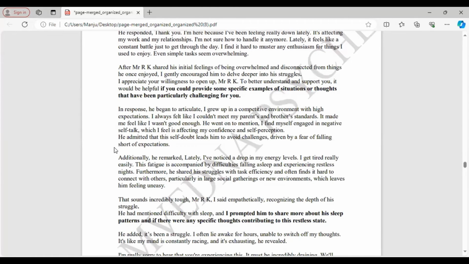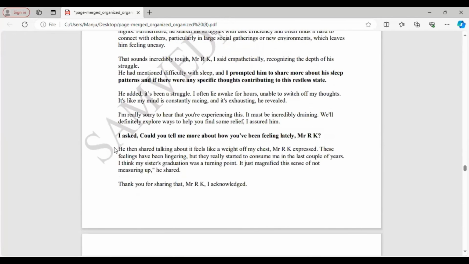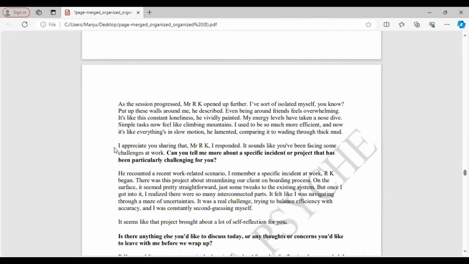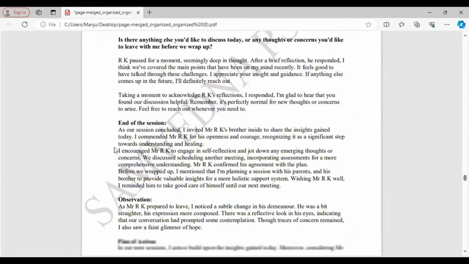I'm not going to share the whole process of the interview, but I will share how to end it. Towards the end, as the session concluded, I invited Mr. RK's brother inside to share the insight gained today. I commended Mr. RK for his openness and courage, recognizing it as a significant step towards understanding and healing. I encouraged him to engage in self reflection and jot down any emerging thoughts or concerns. We discussed scheduling another meeting, incorporating assessments for a more comprehensive understanding. Mr. RK confirmed his agreement with the plan.